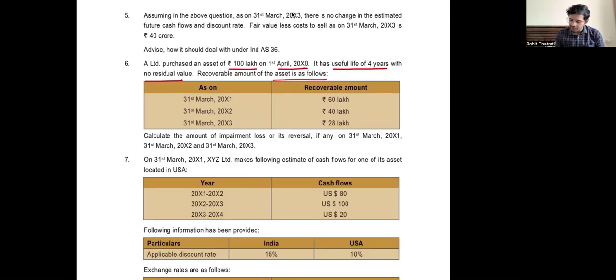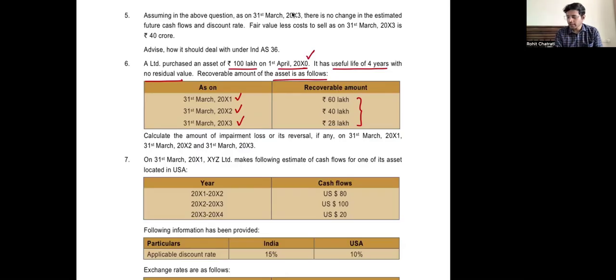They've given us the recoverable amount on 3 different balance sheet dates. We purchased the asset on 1st of April 2020. They gave us the recoverable amounts on 31st of March 21, 31st of March 22 and 31st of March 2023 as rupees 60 lakh, 40 lakh and 28 lakh.